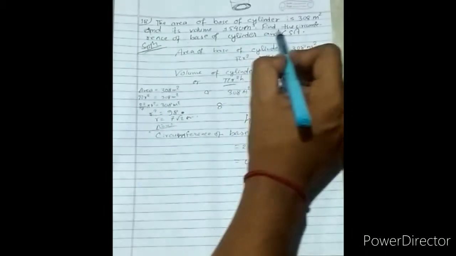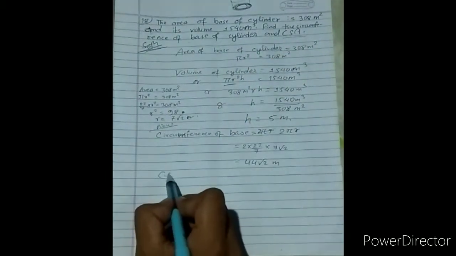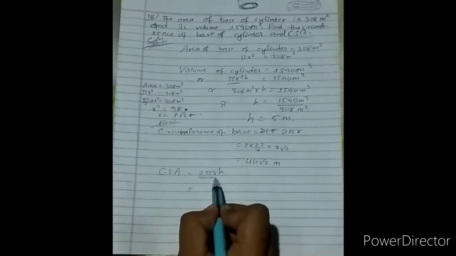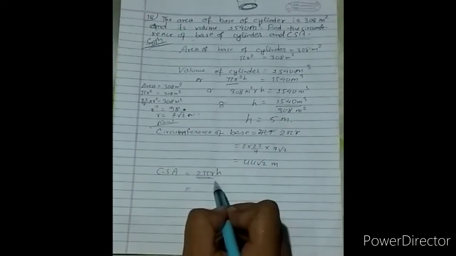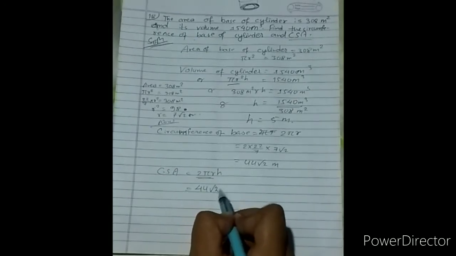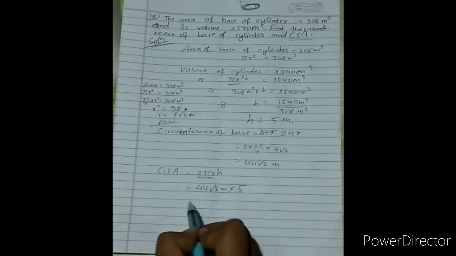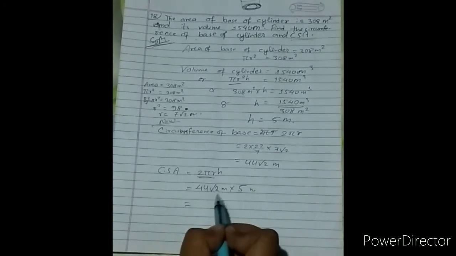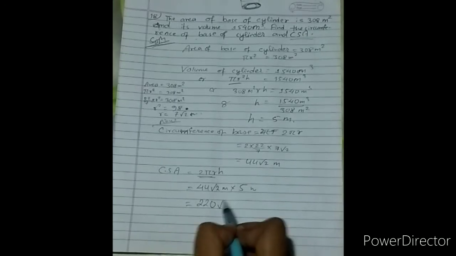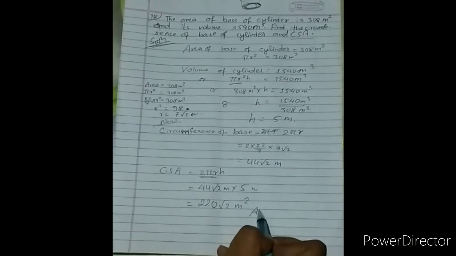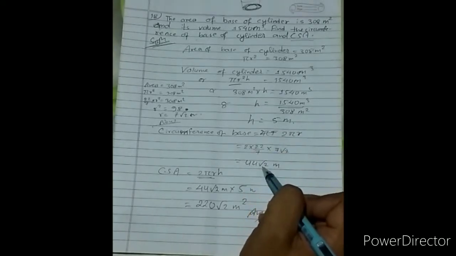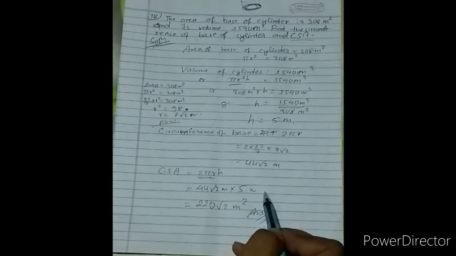After getting circumference you can find CSA, curved surface area, that is 2 pi r h. In the place of 2 pi r, that is circumference, so directly you can write 44 meter into 5 meter. 44 into 5 is 220 meter square. Circumference is 44 and CSA is 220 meter square.